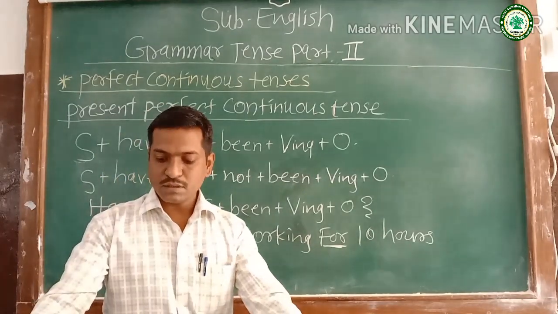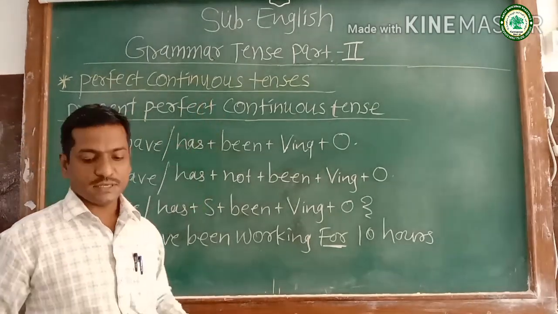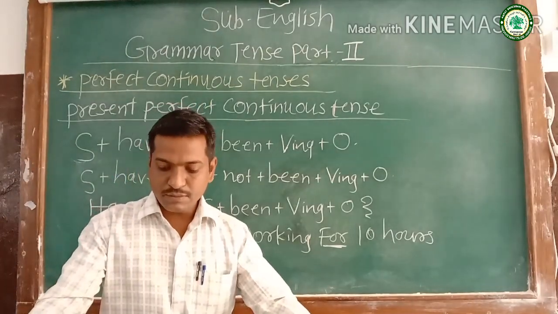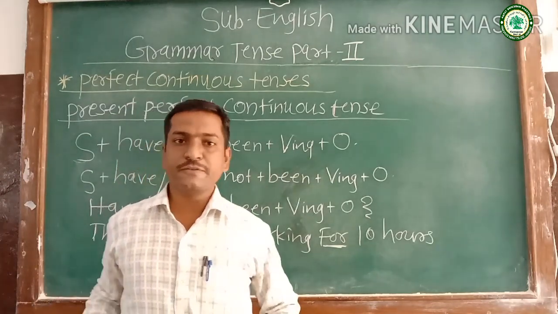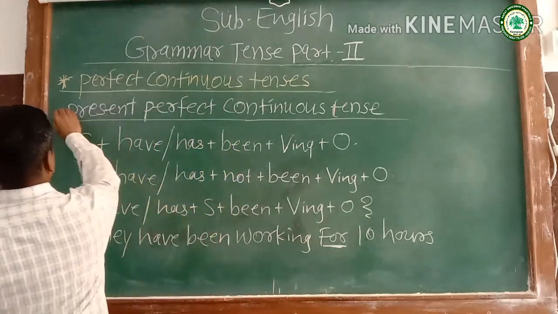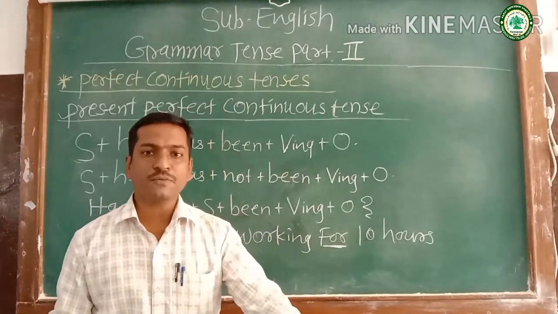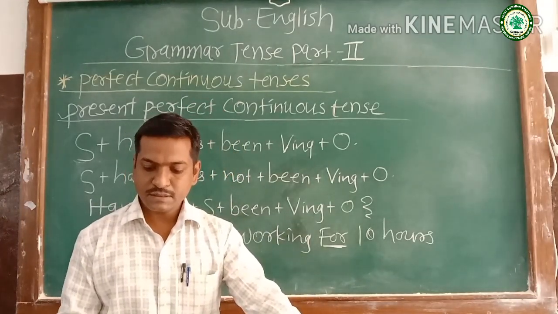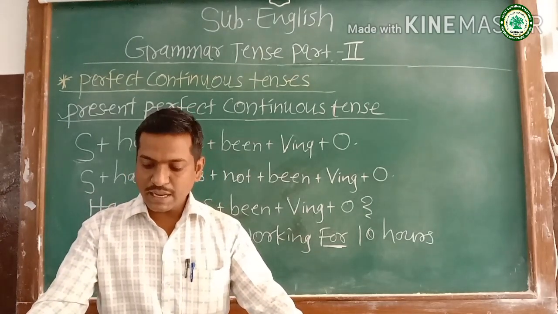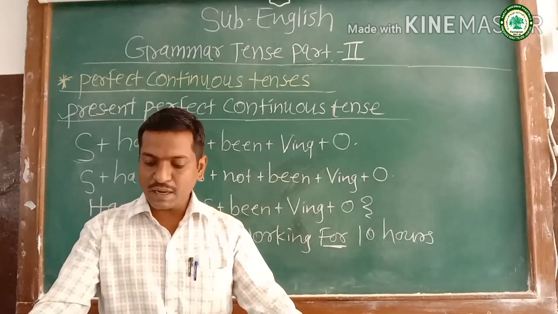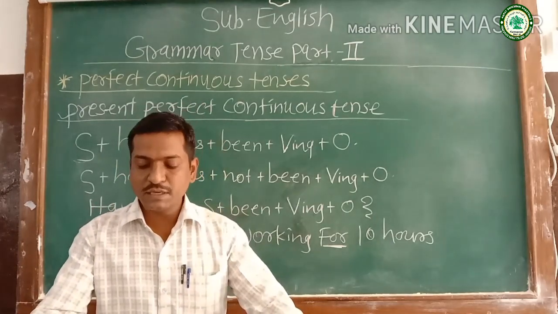Okay, students, now we see the perfect tenses, perfect continuous tenses. In perfect continuous tenses, the first tense is present perfect continuous tense. Present perfect continuous tense refers to an action that started in the past, is partly completed at the time of speaking, and is still continuing in the future time.